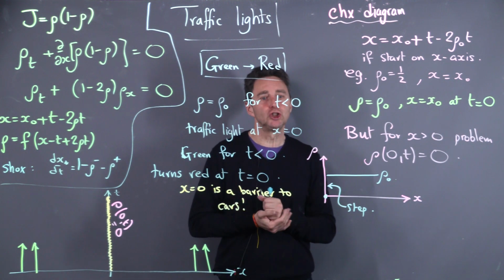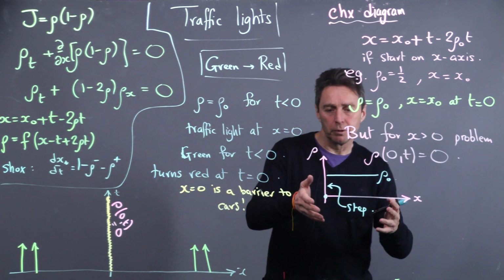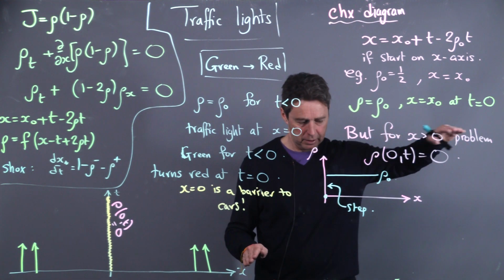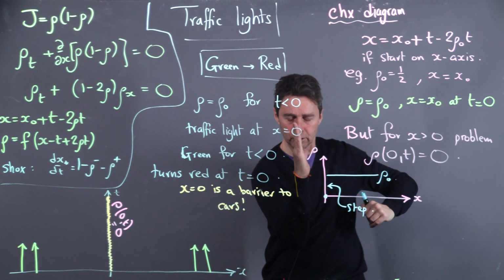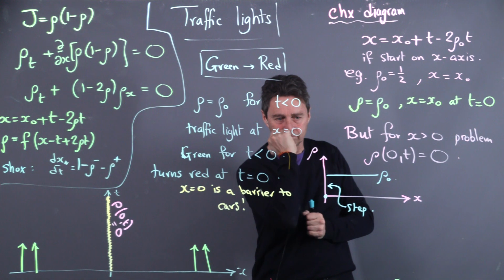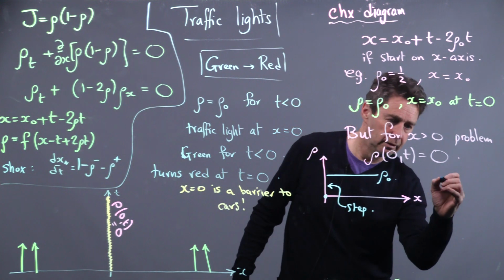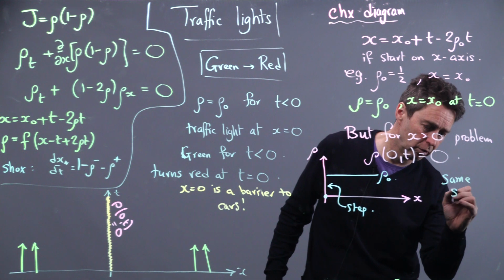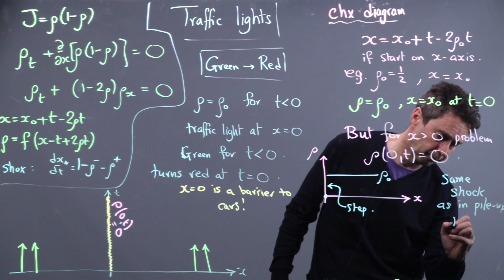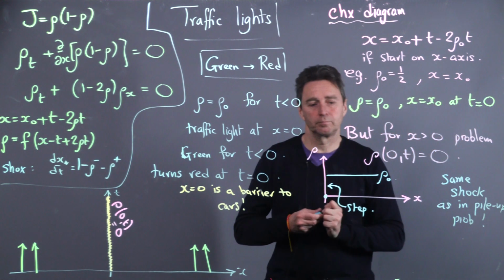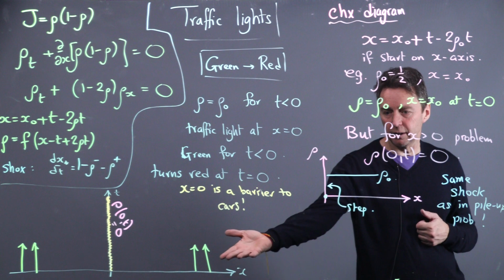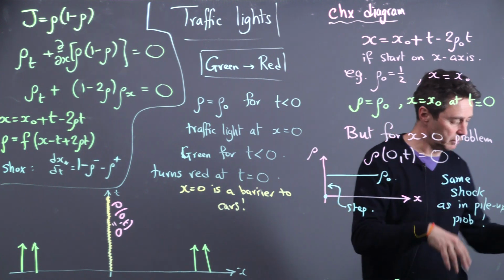In fact, at this stage, the problem looks awfully like the pileup problem. We had no cars behind, we had an initial ramp, then we had a lane there, and that steepened up and became vertical, at which point we had no cars, we had cars of rho naught, and we had this discontinuity. This is exactly what we've got here. So we've got the same shock as in the pileup problem. And in fact, everything's the same. The value on the left is 0, the value on the right is rho naught.